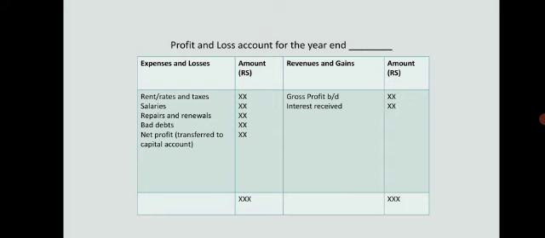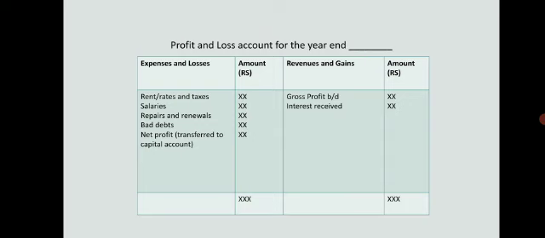So the outcome of profit and loss account is either net profit or net loss. If the credit side total is more, then the outcome is net profit, which we write on the debit side, as I have written here, net profit in brackets, transferred to capital account. We transfer it to the capital account, that is, we add it to the capital of the proprietor. So that is net profit.